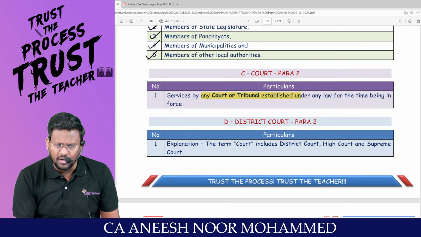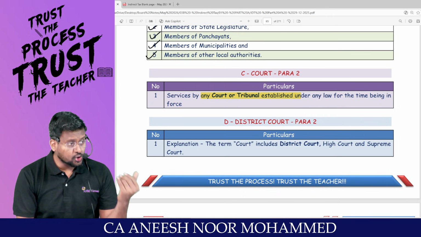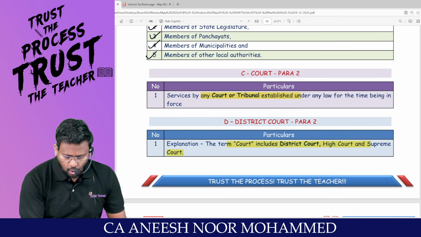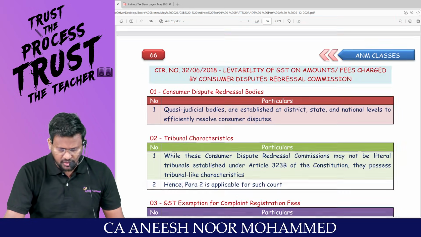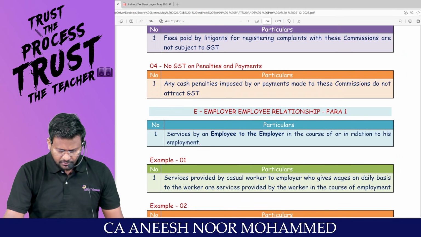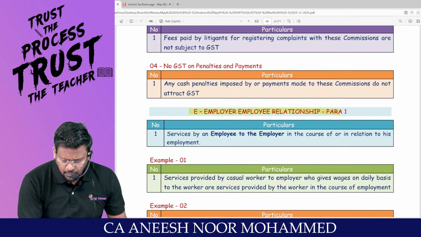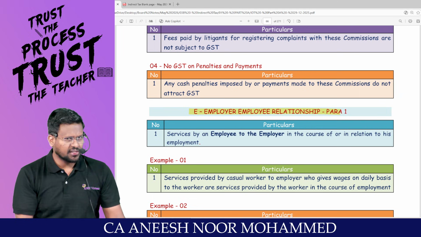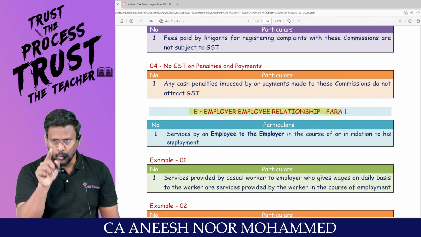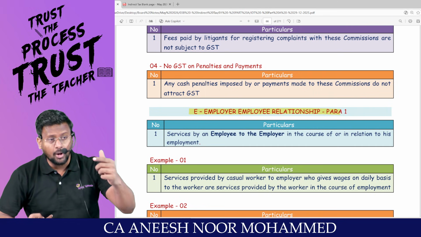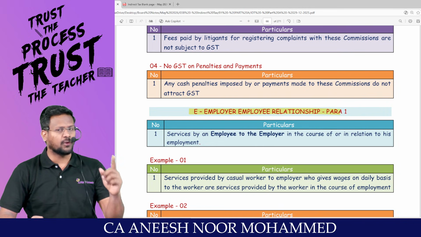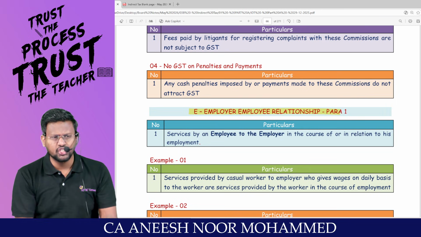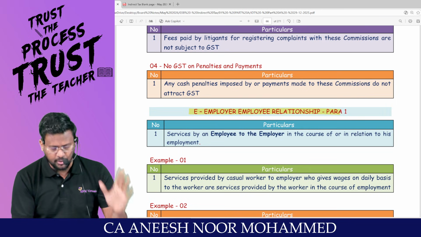You will get a doubt: sir, whether the court includes all types of court. Yes, all types of court. Court includes district court, high court, and supreme court, my dear lovable students. And sir, we have E, which stands for employee-employer relationship. In the sense, there are two relationships. You are the employee, I am the employer. Employee-employer relationship is covered in Schedule 3, whereas employer-employee relationship is covered in Schedule 1. Are you all really with me?